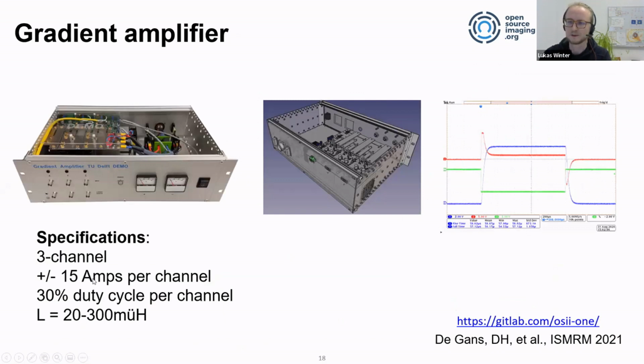And the same for the gradient amplifier. There are 15 amps per channel, which doesn't sound like much, but the system is also smaller, and the gradient coils are smaller, so the amount of current needed to get a decent gradient field is not that high.